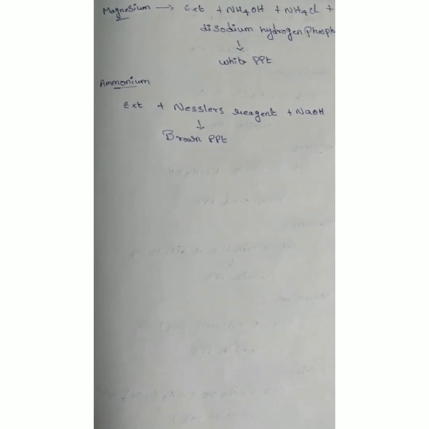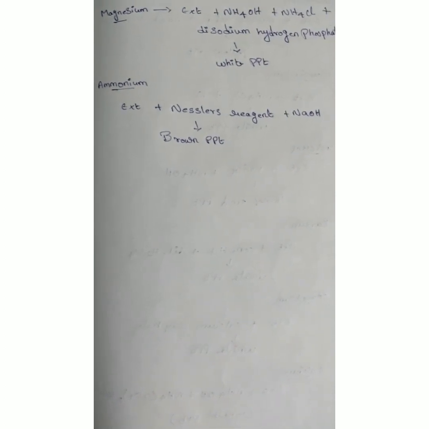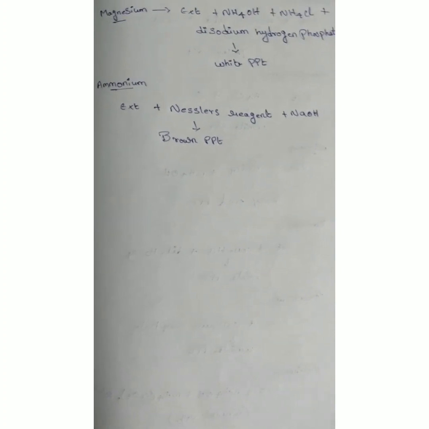Next, ammonium. The extract is mixed with Nessler's reagent and some amount of NaOH is added to get a brown precipitate. To find ammonium, there is an easiest method. If we smell the given substance, we can feel a pungent smell. So the pungent smell indicates the presence of ammonium in the given sample.